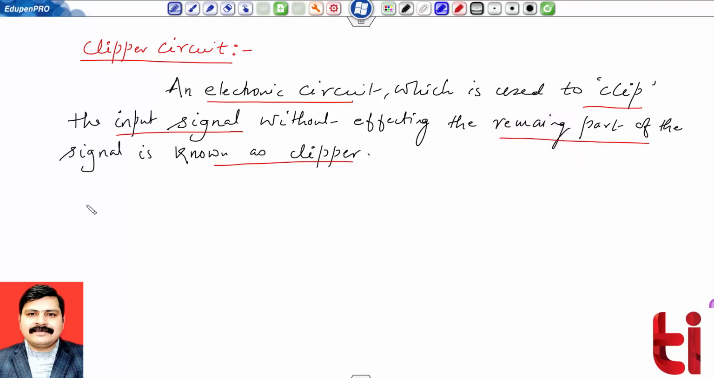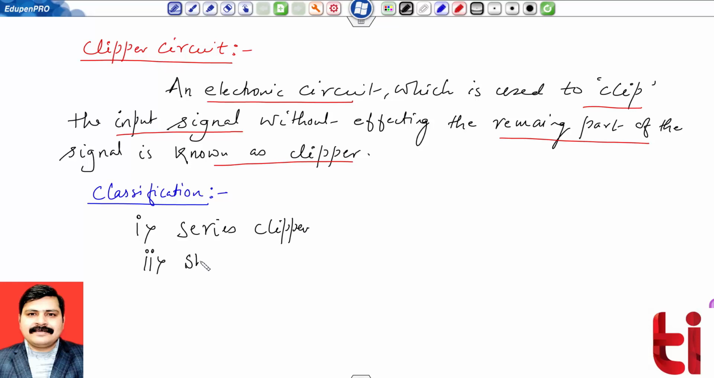So now let's see the classification. Depending upon the location of the diode, a clipper can be defined as a series clipper or a shunt or parallel clipper. In a series clipper, the diode has to be connected in the series arm of the circuit, whereas in a shunt or parallel clipper, the diode needs to be connected in the parallel arm of the circuit.